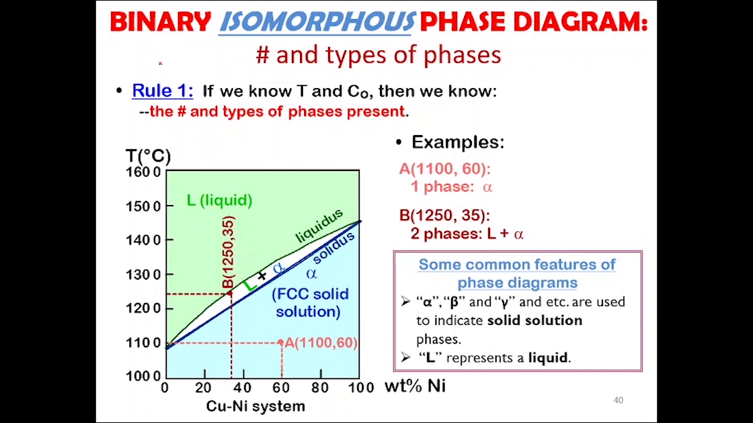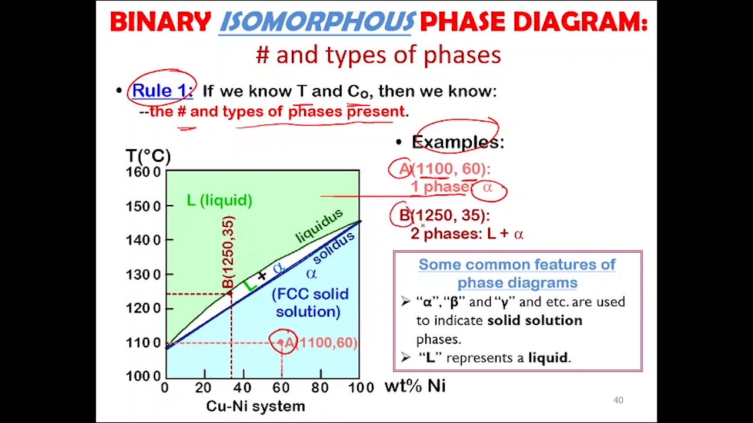So what can we know from the phase diagram? Rule number 1: if we know the temperature and composition, then we know the number and types of phases present. We take the example over here. At point A, the temperature is 1100 degrees Celsius and the composition is 60 weight percent nickel. So A is over here. As the rule says, we can know the number and type of phases present. Over here we have solid only. So the number of phases present is one phase, and the phase present is alpha.